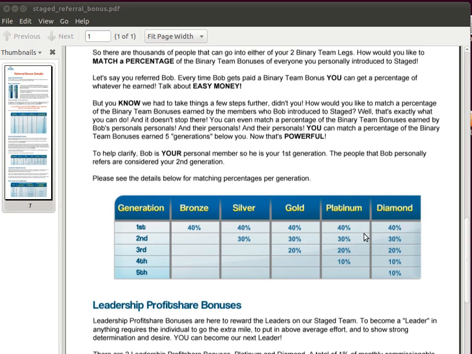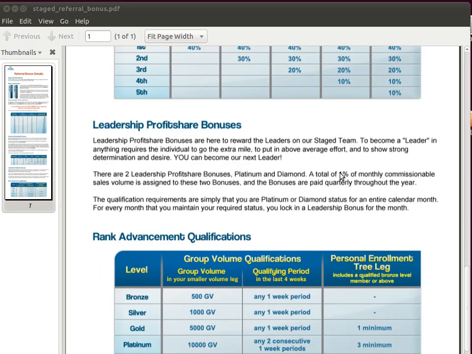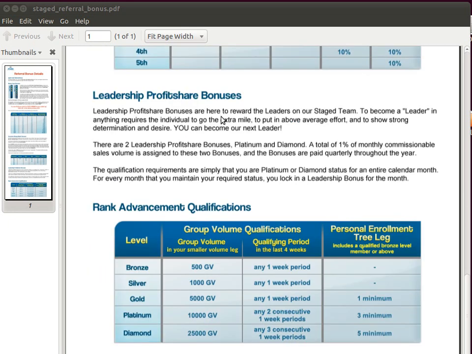Now, how do you get to bronze, silver, gold, platinum, and diamond? I'm going to skip the leadership profit share bonus for last, and I'm going to jump down to how you qualify. It's real simple. Each person below you is worth 25 GV, or group volume points. So to be bronze, you simply need 500 GV. Well, 500 divided by 25 per person equals 20 people.